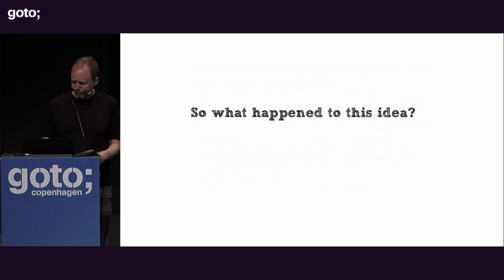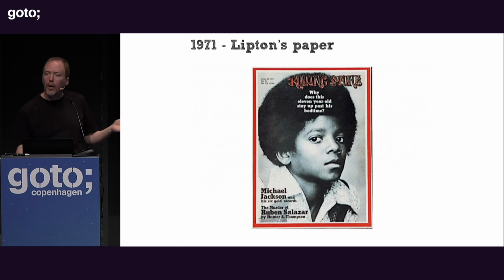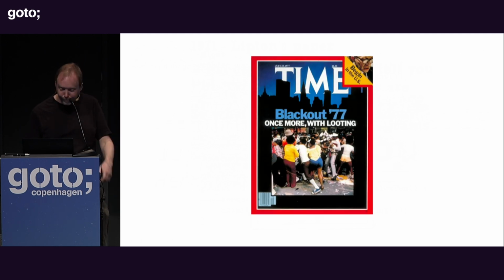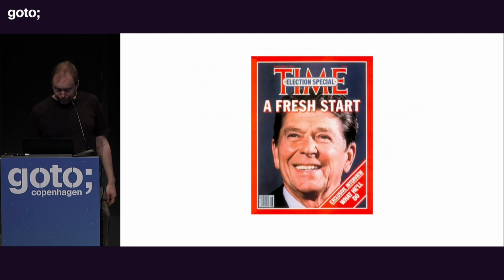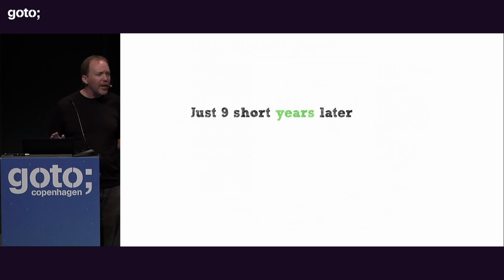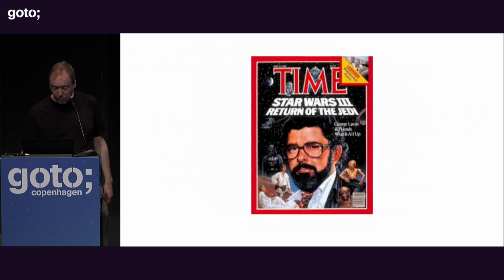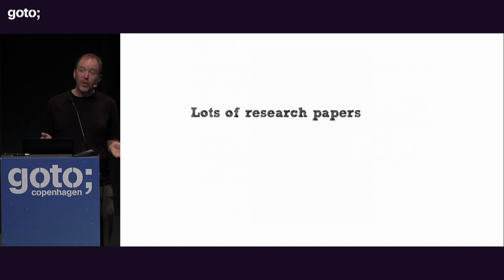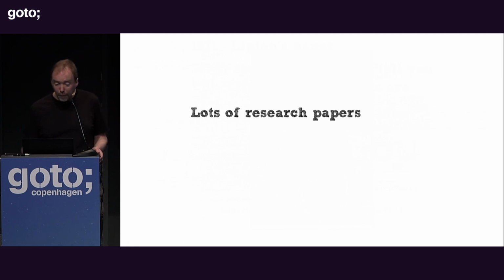So what happened to it? In 1971 we had Lipton's paper. Just nine short years later, the first automated tool. This breakneck pace continued into the 80s. Stuff actually was happening in the 80s. Research started to happen into mutation testing. It happened a bit in the 70s, but picked up in the 80s. It didn't involve Mr. Lipton. He went on to do amazing things in computer science. I think he founded DNA computing. But other people picked up the idea of mutation testing and studied it.